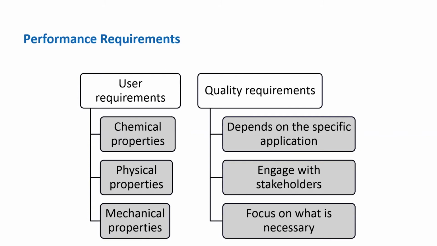User requirements can include chemical properties, for instance, a solvent and the need to dissolve specific types of resins in a paint stripping product. Physical properties, for example, a printing ink that needs to transmit a specific color, or mechanical properties. For example, a material substrate may need to provide specific tensile strength or fracture toughness.